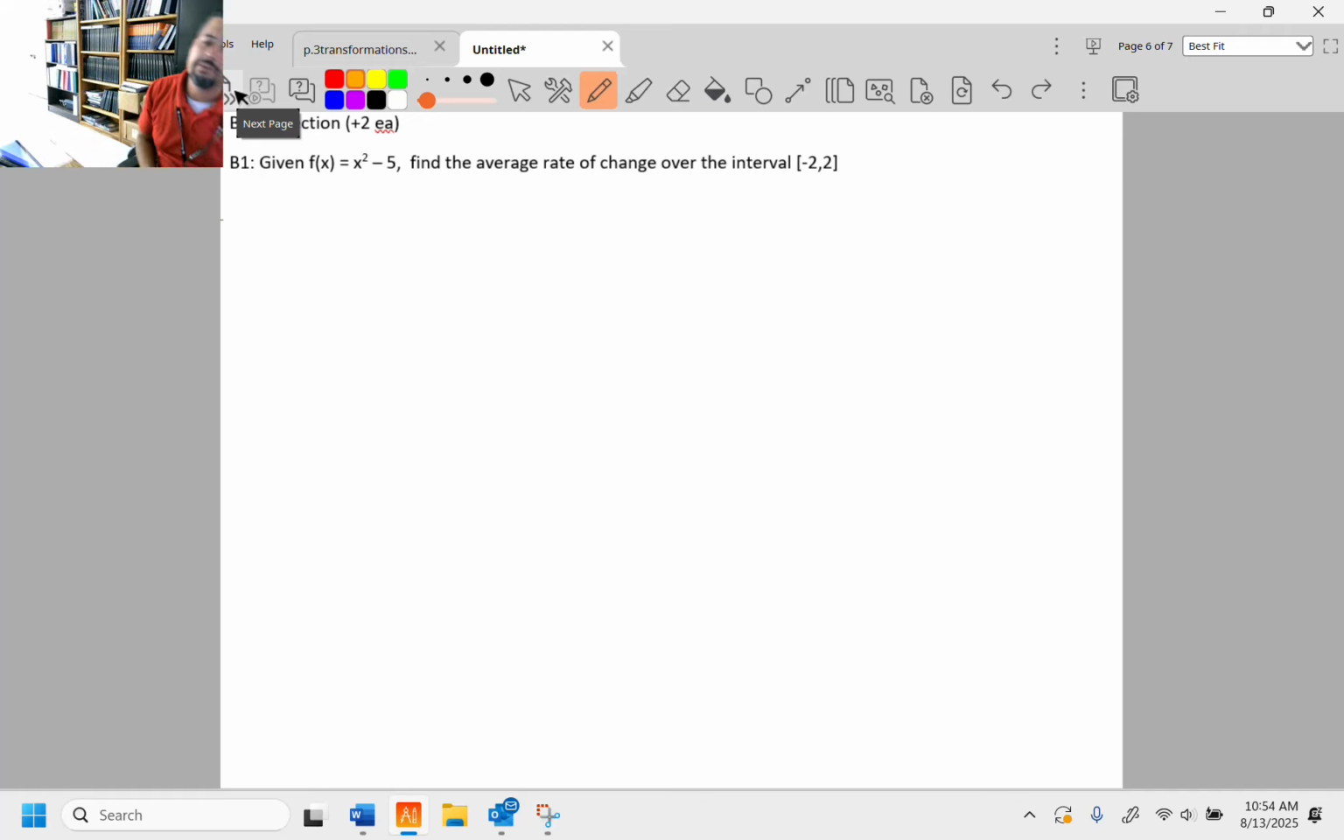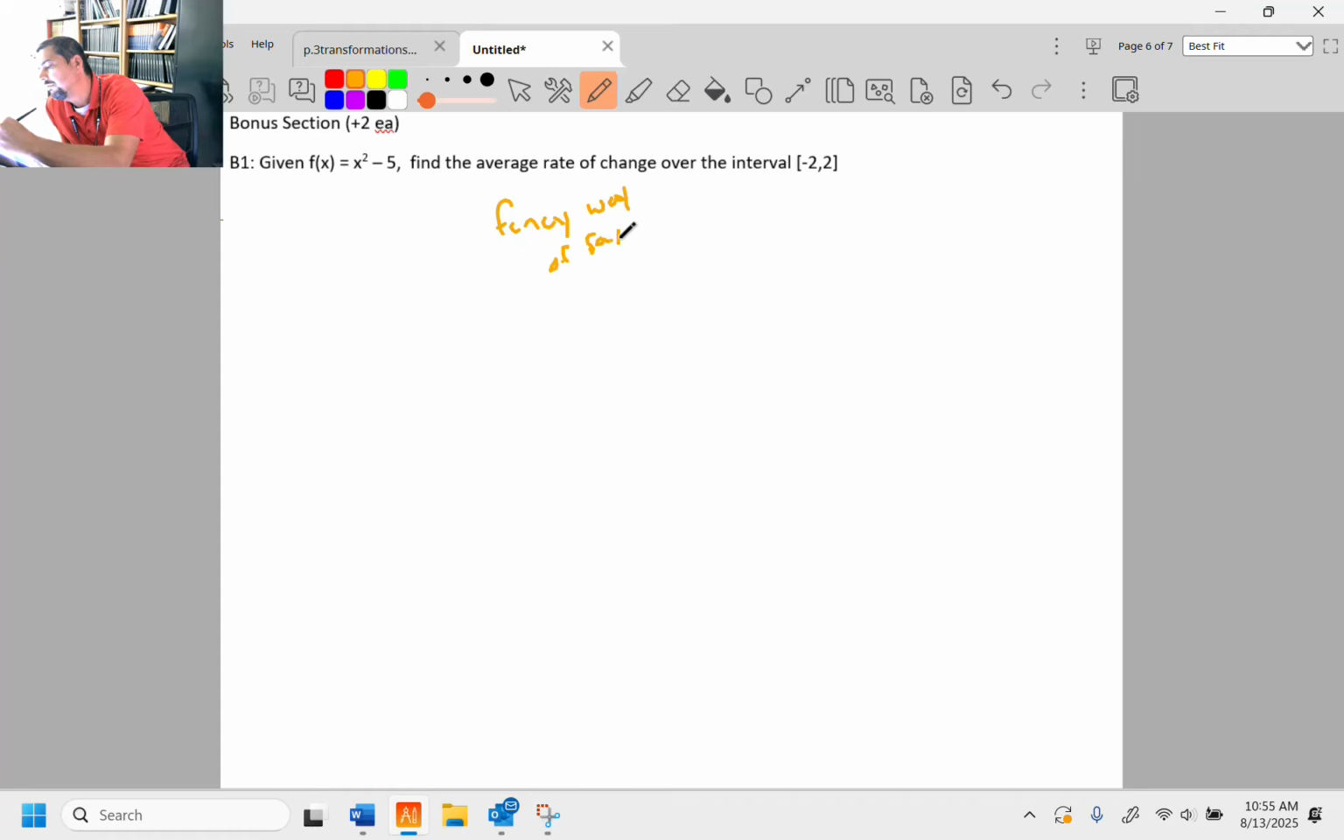All right, given f of x is x squared minus 5, find the average rate of change over the interval negative 2 to 2. Now, average rate of change is just a fancy way of saying slope. Now, we do tend to teach a slightly different formula for it because we're starting to get into what's called function notation, and slope is not in function notation. So I'm going to do some abbreviations here. The average rate of change is what we call f of b minus f of a over b minus a.